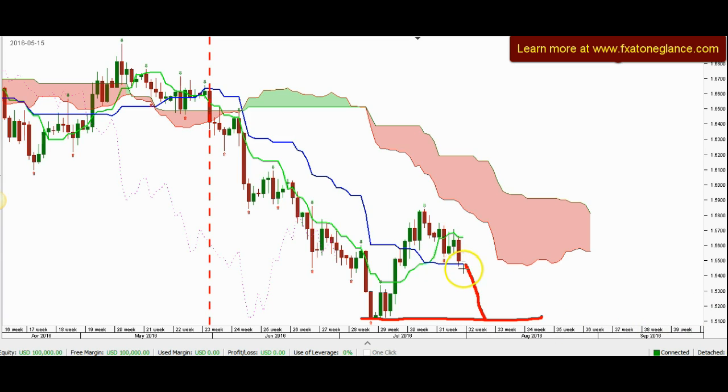So that's what I'm looking for. That's what this trade is going to be. It's going to be Euro New Zealand dollar on the daily time frame, looking for the 4-hour Kumo breakout. Hopefully this has helped you guys a little bit.